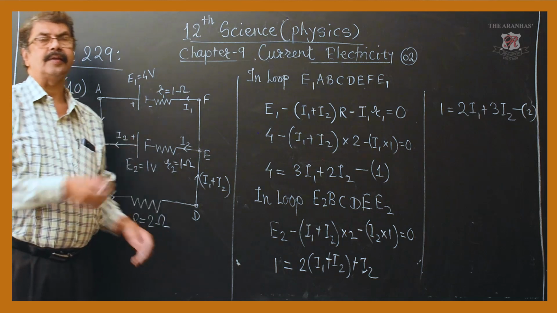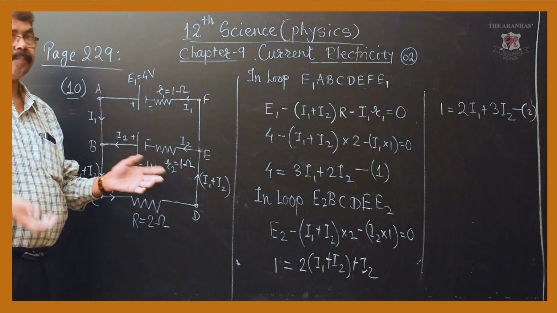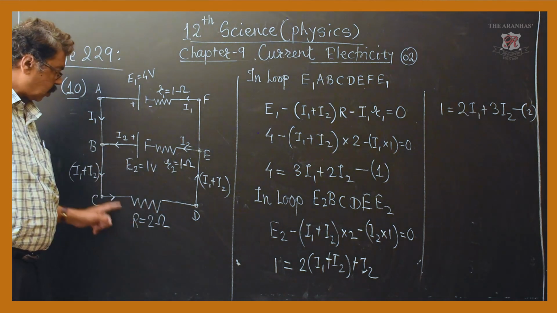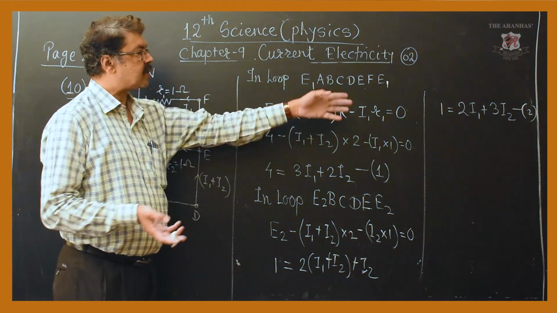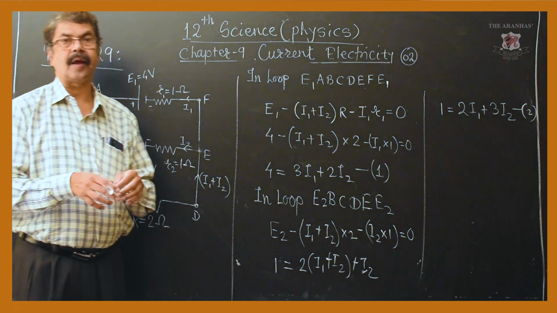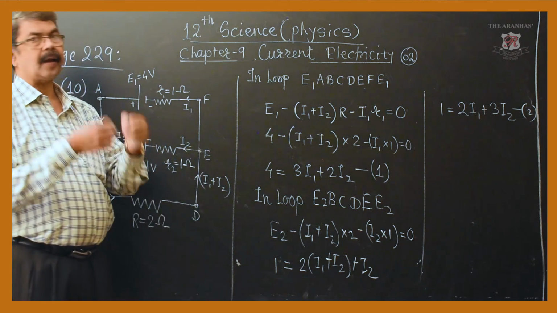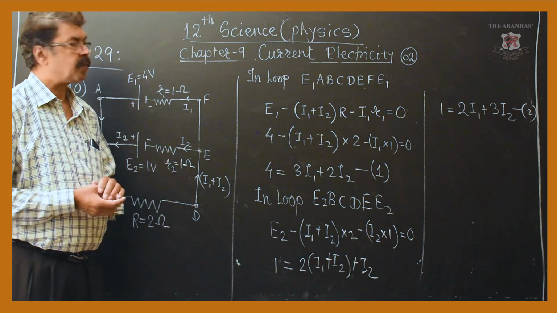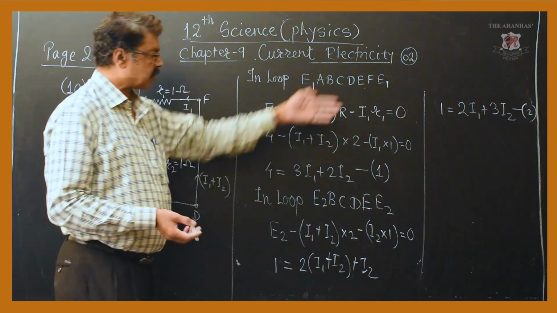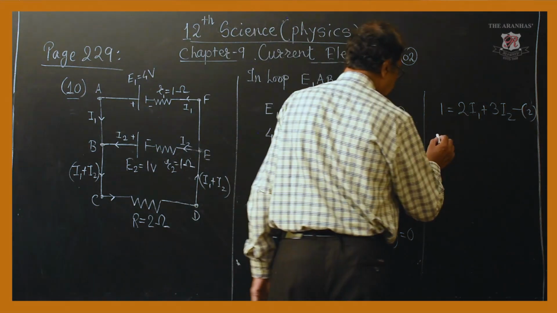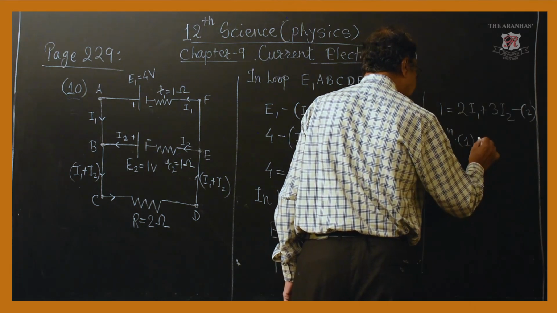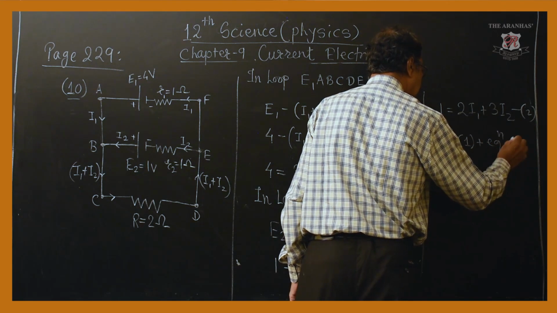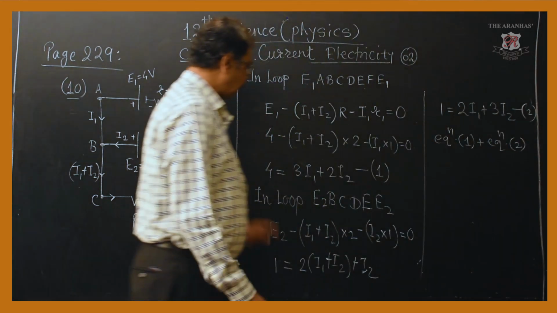How you are going to solve these equations? Very simple. What you want to find out, the current through the external resistance, means I1 plus I2. One way is to solve these separately, get values of I1 and I2 and then write I1 plus I2 equal to I. But there is an easier method for such type of equations. Equation 1 plus equation 2. Just check what you are getting.